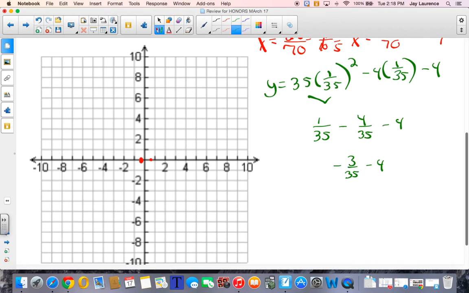and that will equal negative 4 3/35. Okay, so about negative 4 1/12, approximately. So something like that. And then you'll forgive me for the parabola drawing. Again, a very skinny parabola here.